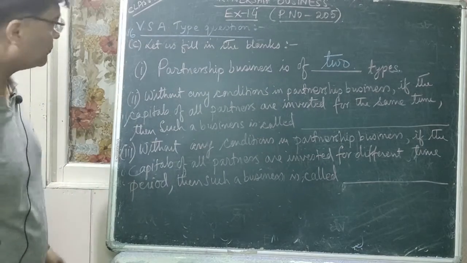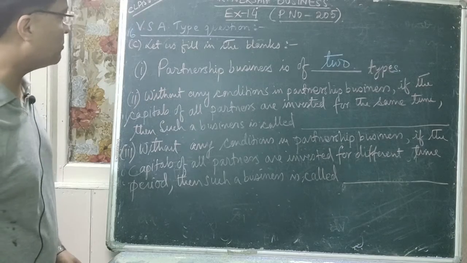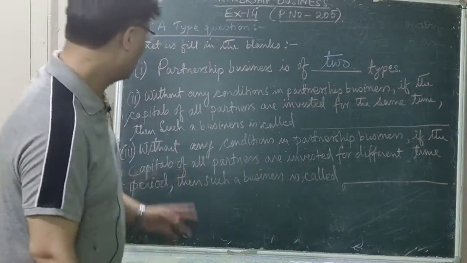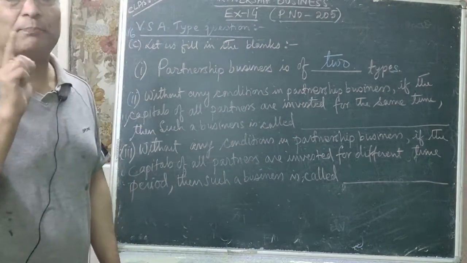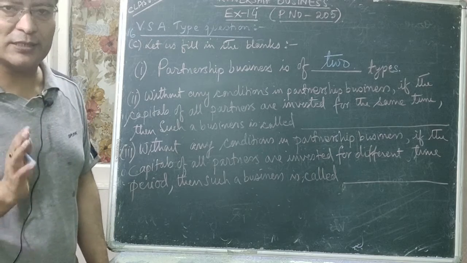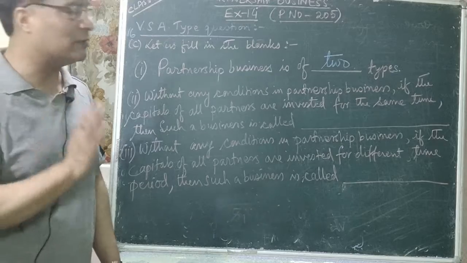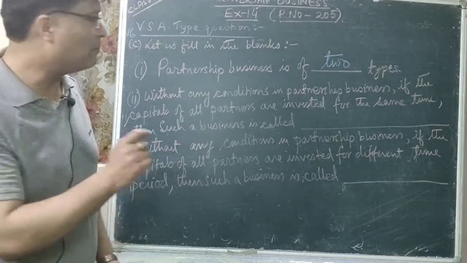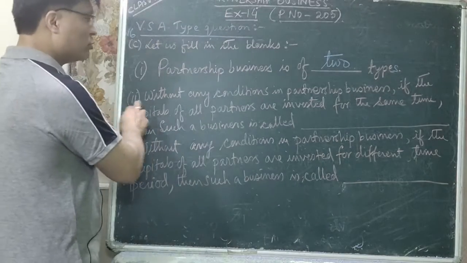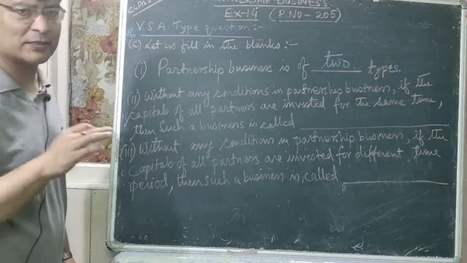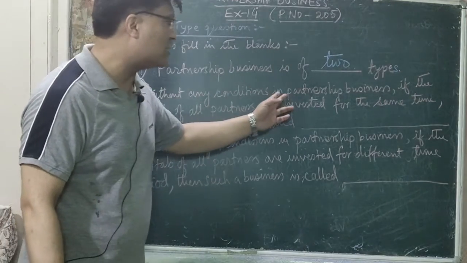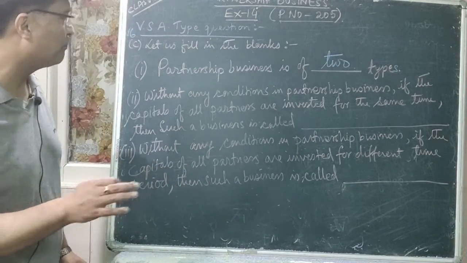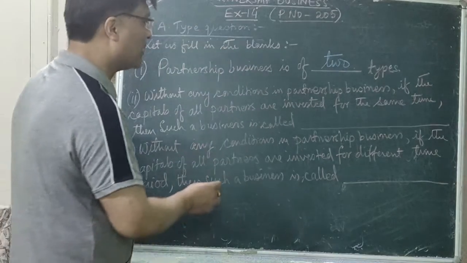So next, number 2. Without any conditions in partnership business, if the capitals of all the partners are invested for the same time, then such a business is called simple partnership business. You know the definition, isn't it? If the capitals of partners are invested for the same time period, then this type of partnership business is known as simple partnership business. So in question number 2, the answer to fill in the blanks is simple partnership business.